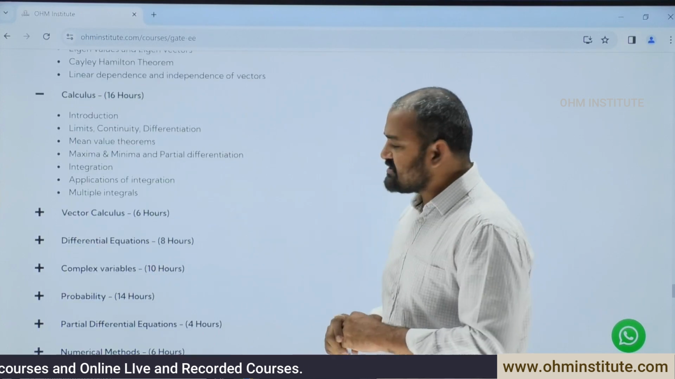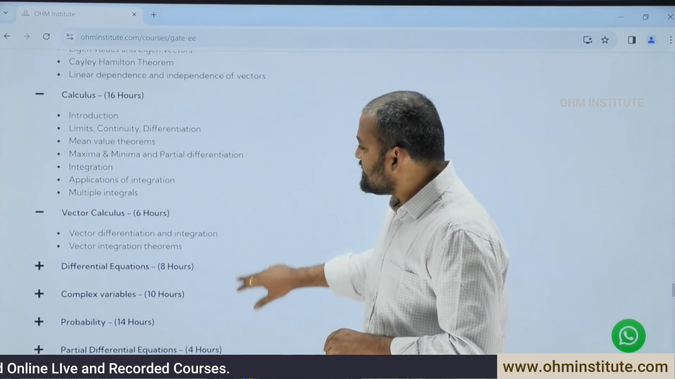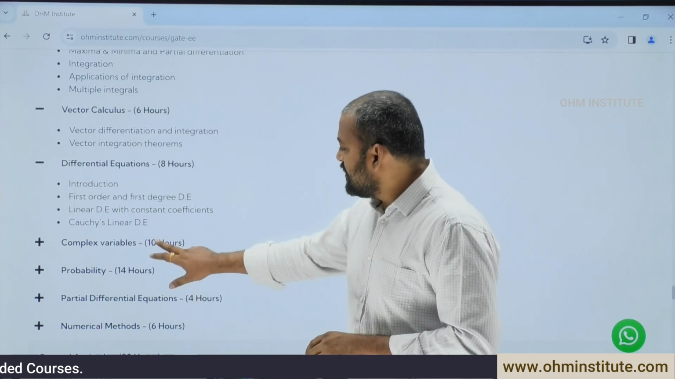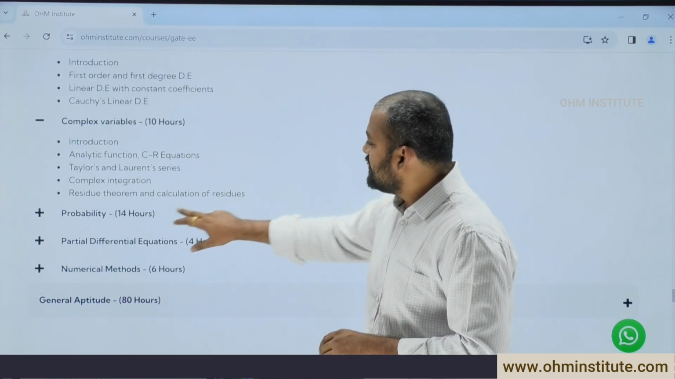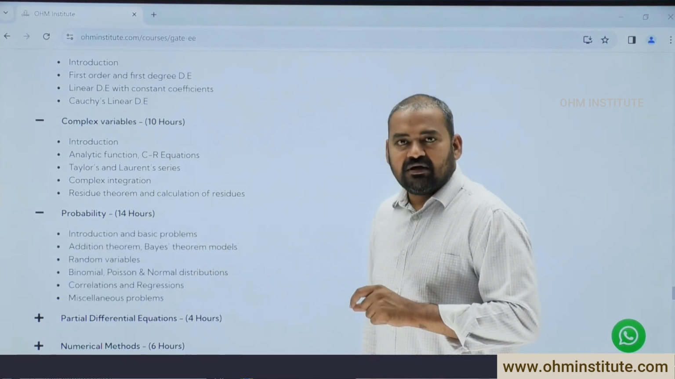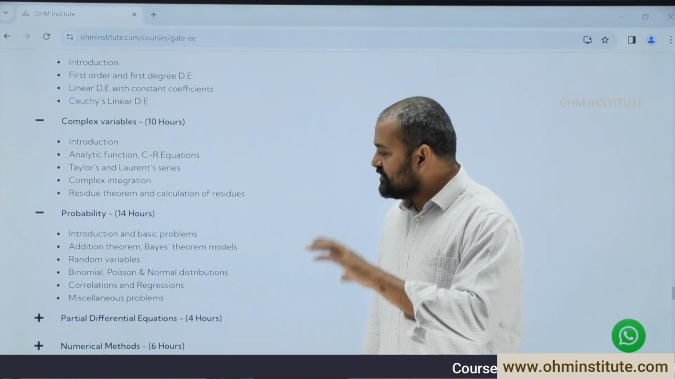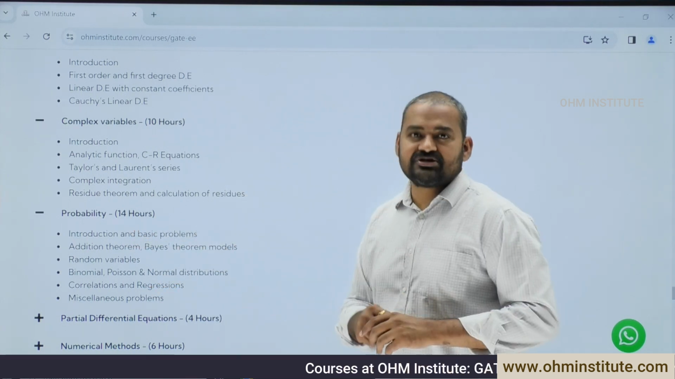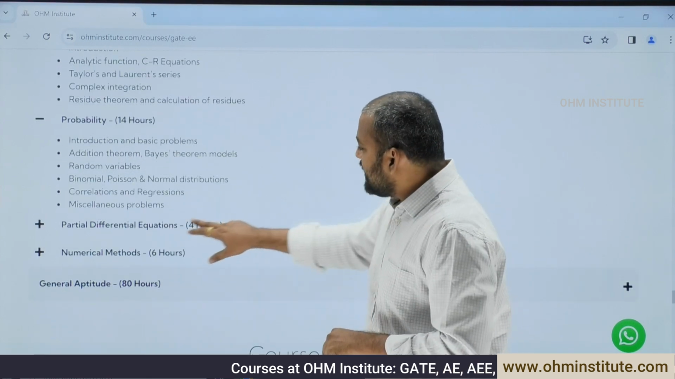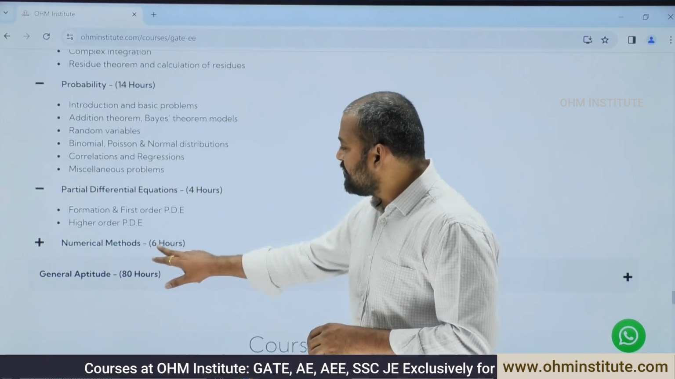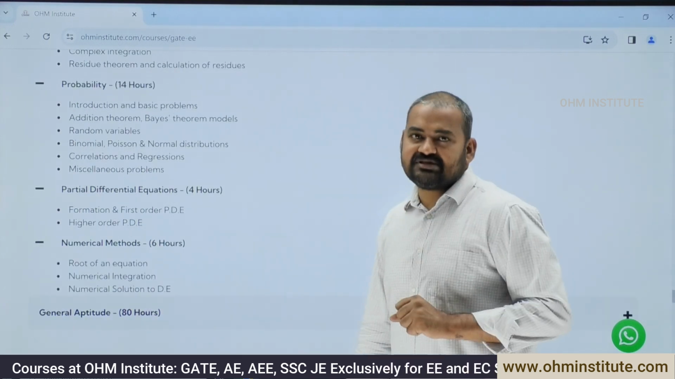Calculus around 16 hours, vector calculus around 6 hours, differential equations around 8 hours, complex variables 10 hours. Probability is very important, especially for ECE students. Even for electrical students also, it is very important. For ECE students, this topic is important because it will come in communications also. And then partial differential equations, around 4 hours will be taken. Numerical methods will take around 6 hours.